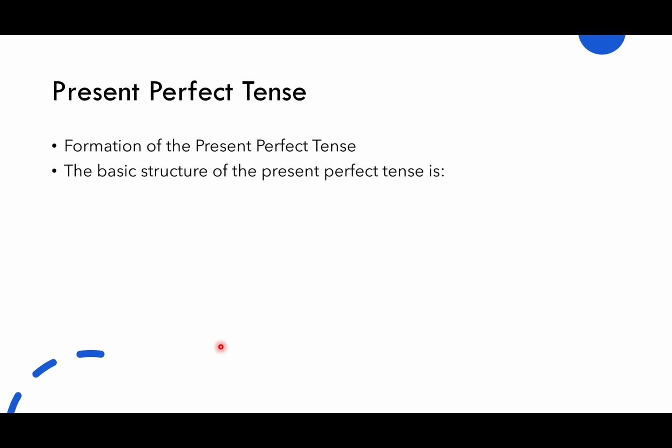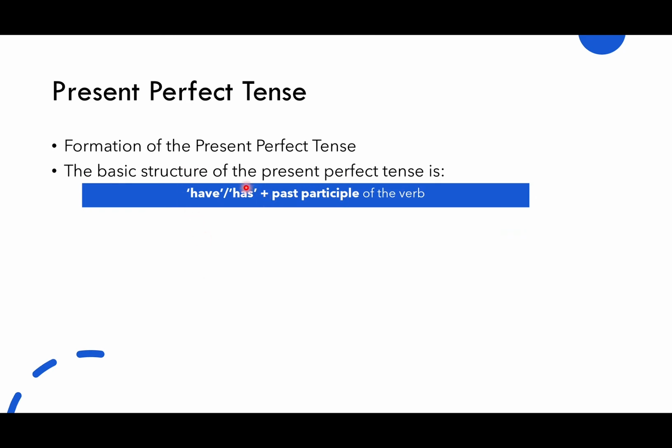Now let's look at the formation of present perfect tense. The basic structure of present perfect tense is have or has, depending on the person, meaning I, we, you, they, he, she, it, adding the past participle of the verb. What is a past participle? Later I'll tell you.